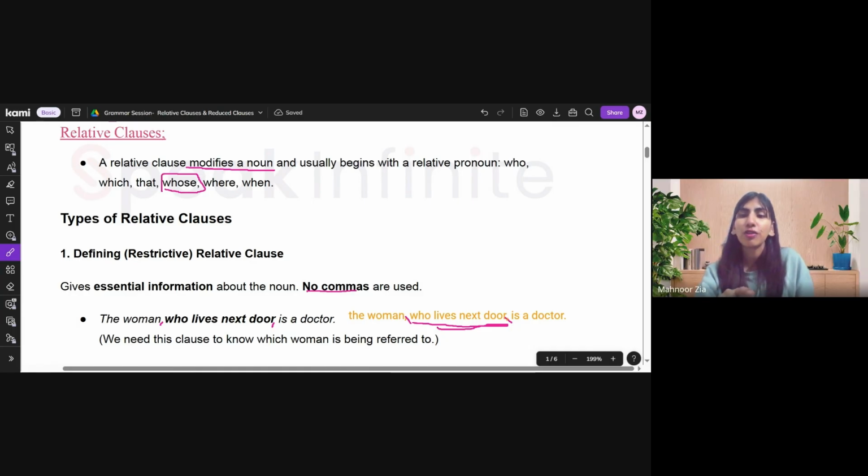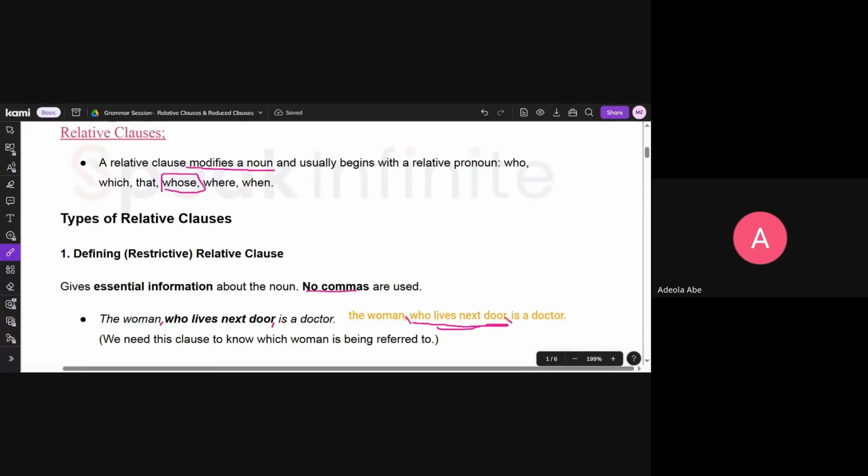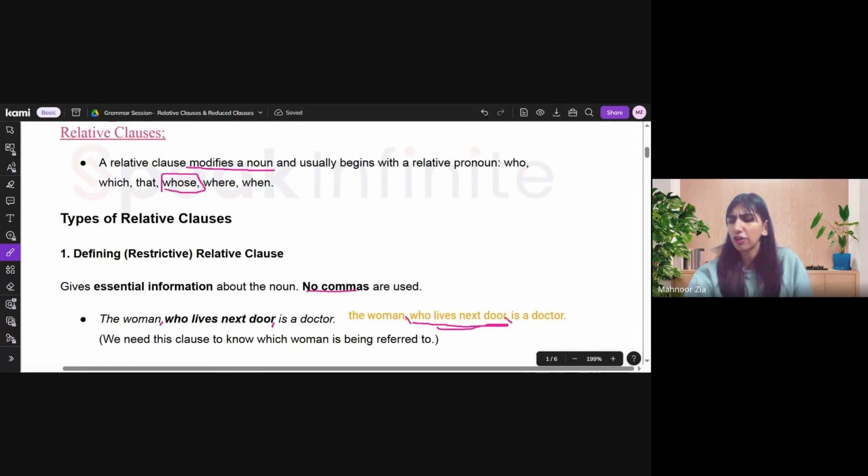Now, how to use relative clause? Pick a noun. For example, my shirt, right? For shirt, you are going to use whose. Whose you use with people.